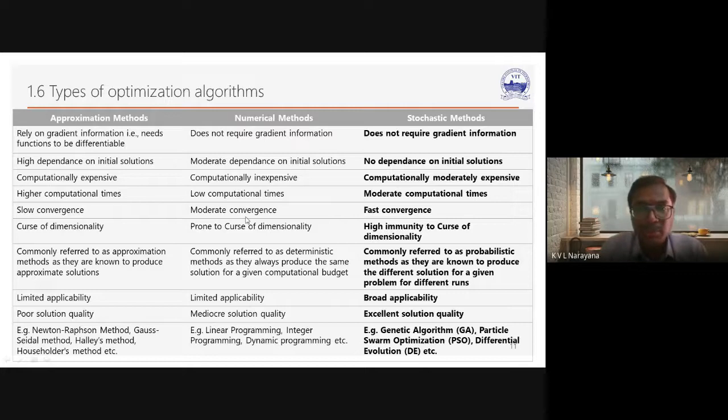For example, the numerical methods are problem specific. If the function is linear in nature and the constraints are linear, then only linear programming can be applied. Linear programming cannot be applied to nonlinear functions or functions having nonlinear constraints. So like that, the numerical methods are problem specific, but the stochastic methods are not problem specific. They can be applied to any problem, in the sense of broad applicability. These are some of the advantages of stochastic methods over approximation and numerical methods.